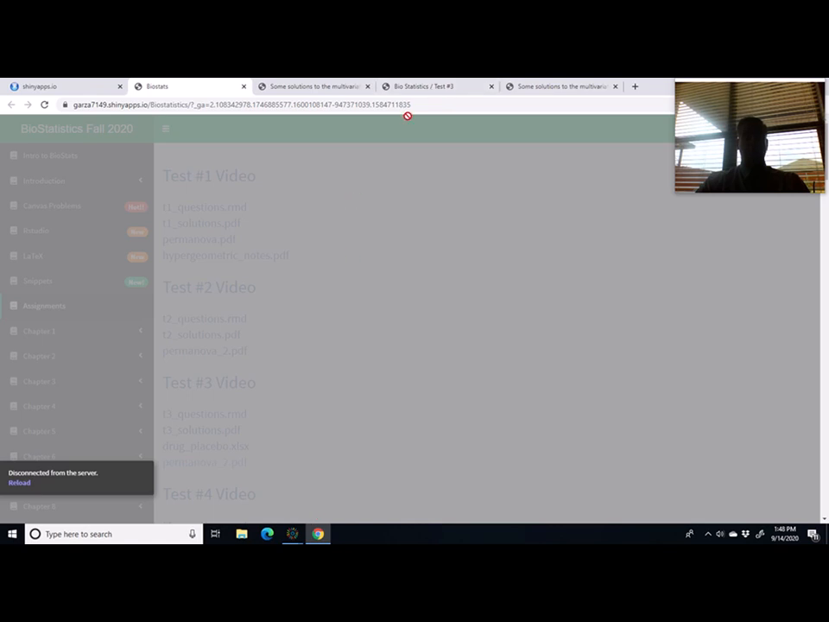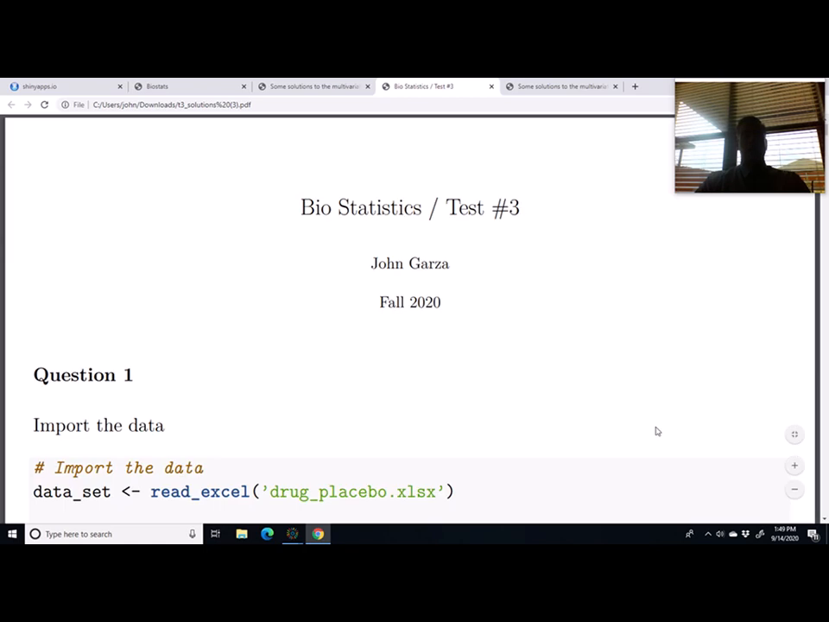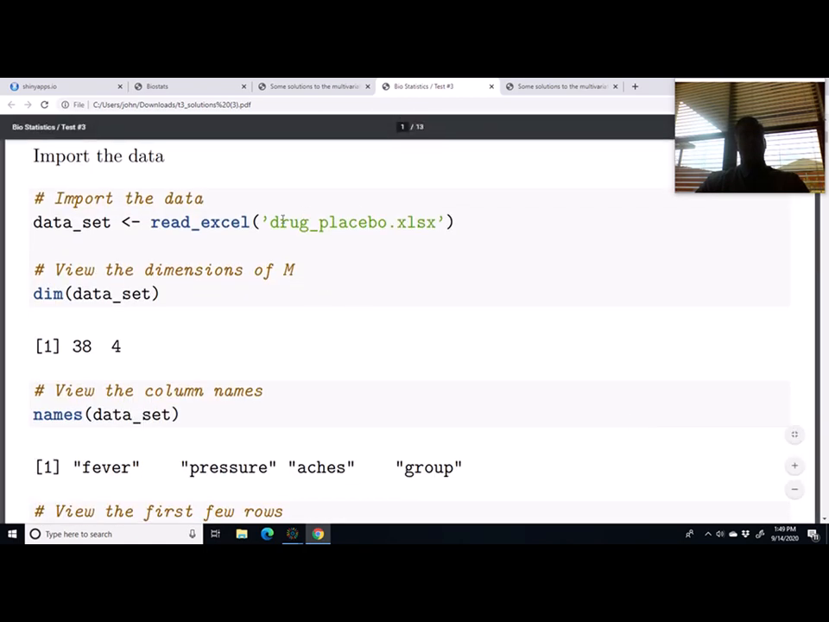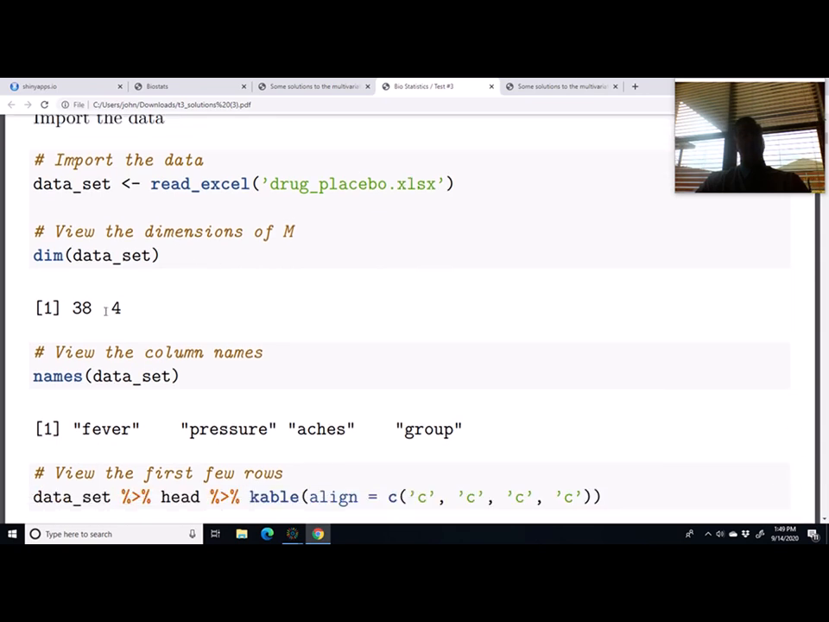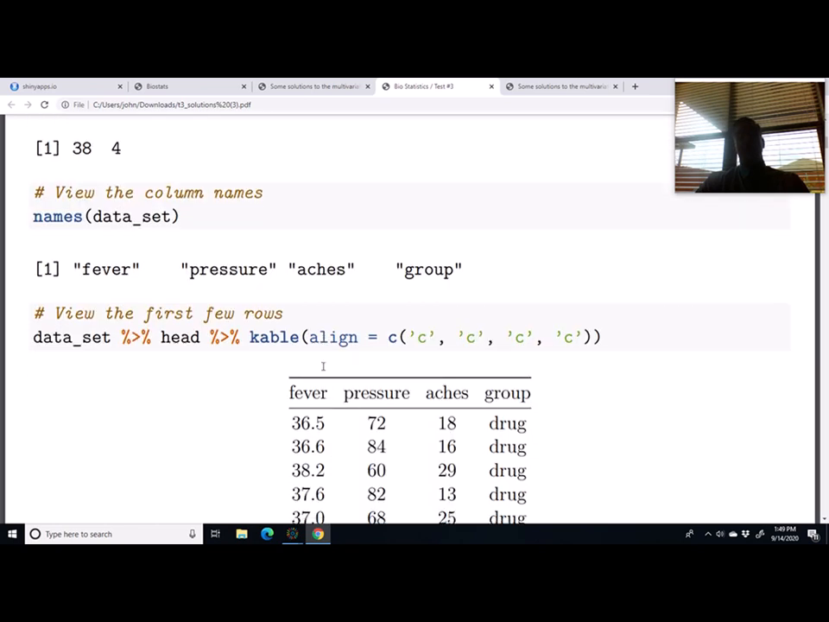Here we are. Here's test 3. So you're going to import this data set, this Excel spreadsheet called drug placebo.xlsx. And when you look at the dimensions, you see there's 38 rows and 4 variables. And the variables are fever, pressure, aches, and group.